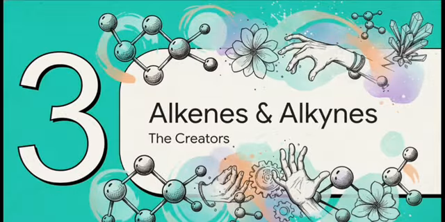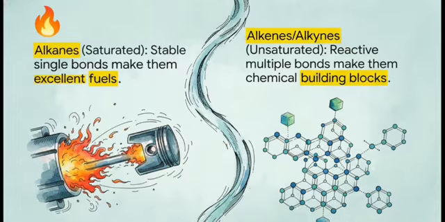Okay, let's move on to the next branch of the family, the alkenes and the alkynes. Now, if alkanes have that firm, stable handshake, these guys have bonds that are just ready for action. These are the creators. And this really gets to the heart of the difference between these families. Those stable single bonds in alkanes, perfect for fuels. But the reactive double and triple bonds in alkenes and alkynes, well, they make them fantastic chemical building blocks. They're practically designed to react and become something totally new.